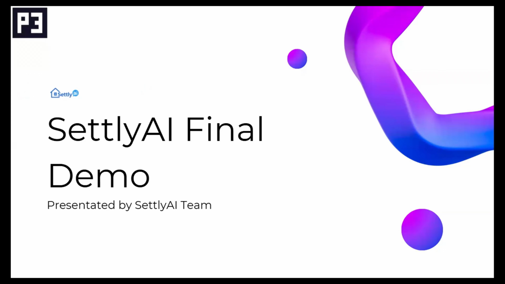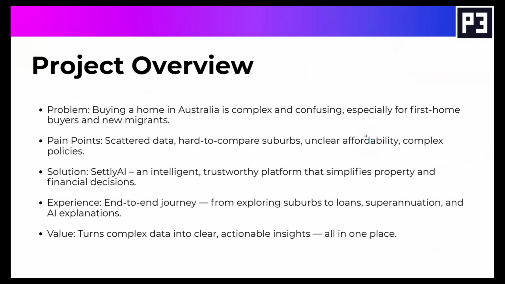Today our team is excited to present the final demo of our project. Buying a home in Australia can be overwhelming, especially for first home buyers and new migrants. Information about property loans and superannuation is scattered and full of complex terms. Settler AI solves this by bringing everything together in one platform, intelligent, trustworthy, and easy to understand. It guides users through the entire journey from exploring suburbs to simulating loans and understanding policies, all powered by AI explanations and clear data insights.